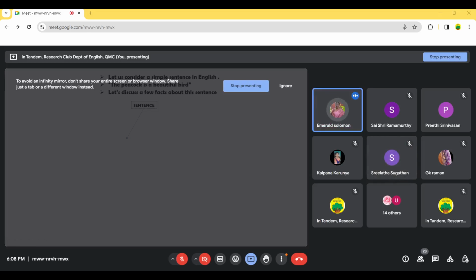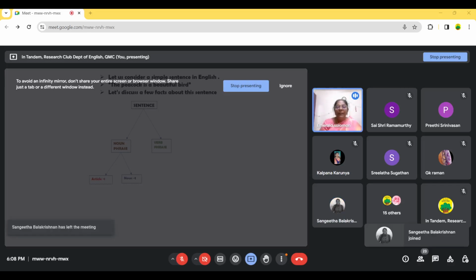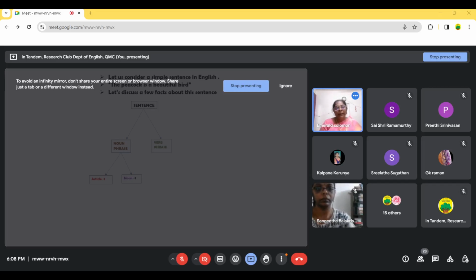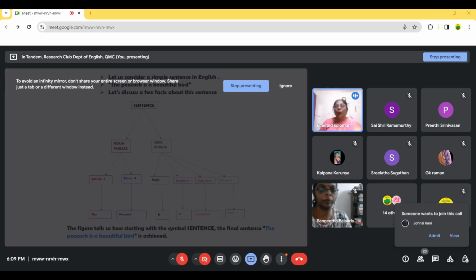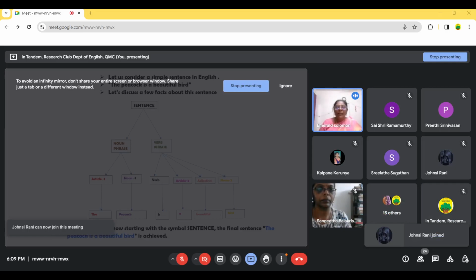Consider a simple sentence in English: The peacock is a beautiful bird. He takes that sentence and tries to find its structure. As all of you know, you are all literature people, this sentence has a noun phrase and a verb phrase. The noun phrase can be broken down into an article and a noun. The verb phrase breaks down into a verb, article, adjective, and another noun. Finally, the first article is the, the noun is peacock, the verb is is, the article is a, the adjective is beautiful, and the noun is bird. This structure tells how, starting with the simple sentence, the final sentence, the peacock is a beautiful bird, is achieved.